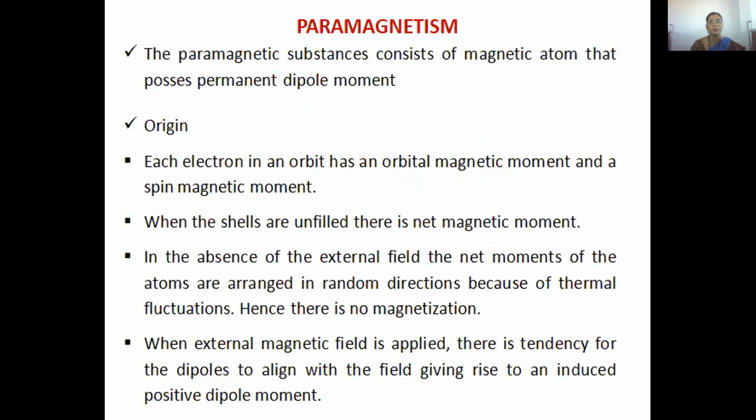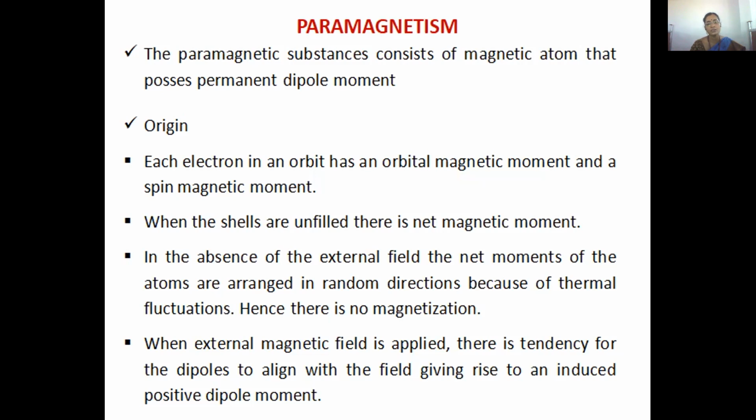Paramagnetism. Next one, the paramagnetic substances consist of magnetic atoms that possess a permanent dipole moment. The origin for it is that each electron in an orbit has an orbital magnetic moment and a spin magnetic moment. When the shells are unfilled, there is a net magnetic moment. In the absence of the external field, the net moments of the atoms are arranged in random directions because of thermal fluctuations. Hence, there is no magnetization.